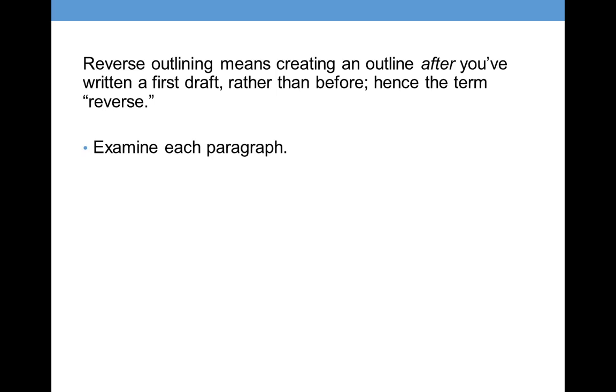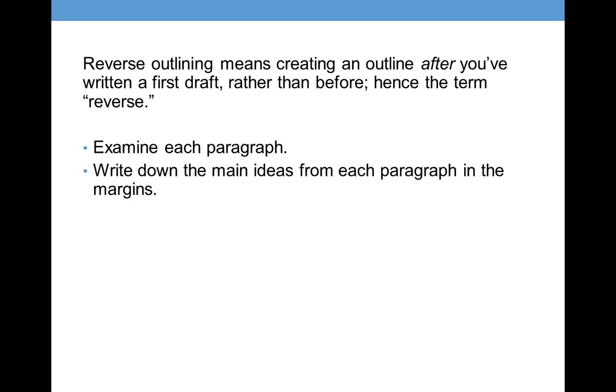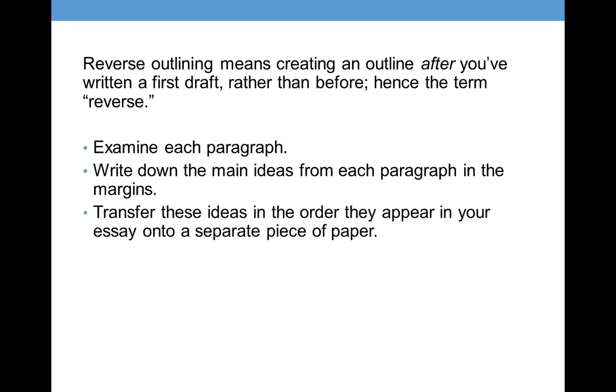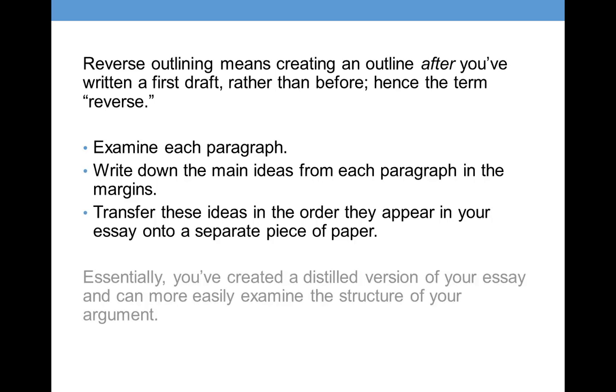In order to create a reverse outline, you start by examining each paragraph of your draft. In the margin, you'd note down the main ideas that you can identify in each of your paragraphs. Transfer these ideas in the order they appear in your marginal notes onto a separate piece of paper, and there you have a reverse outline. It's a distilled version of your essay and can be used to more easily examine the structure of your argument.